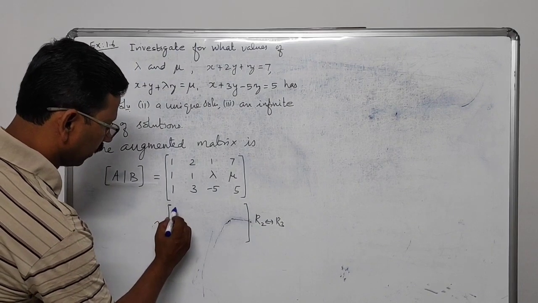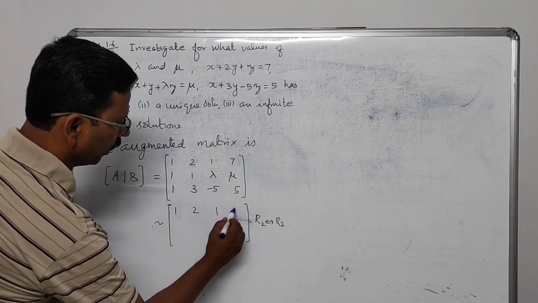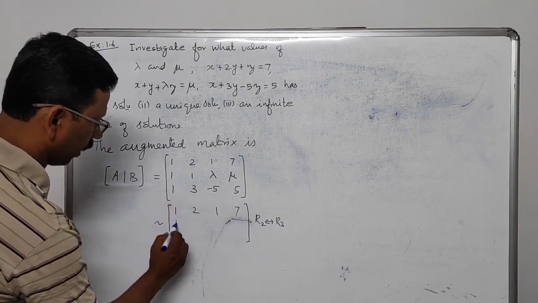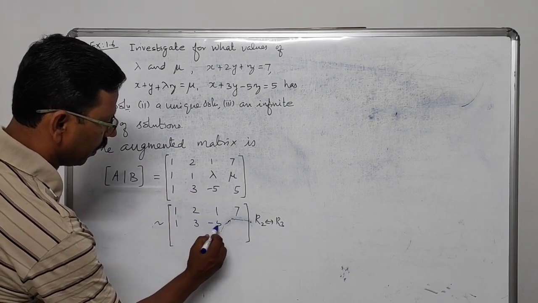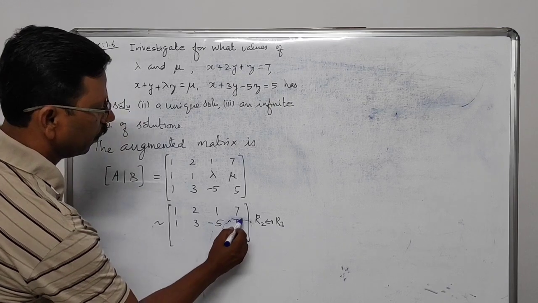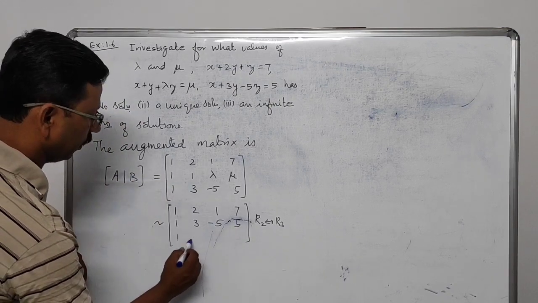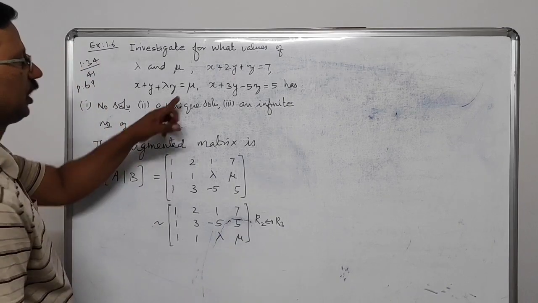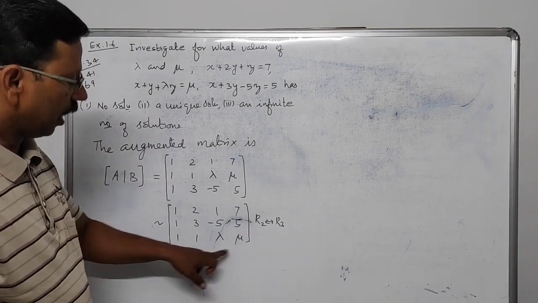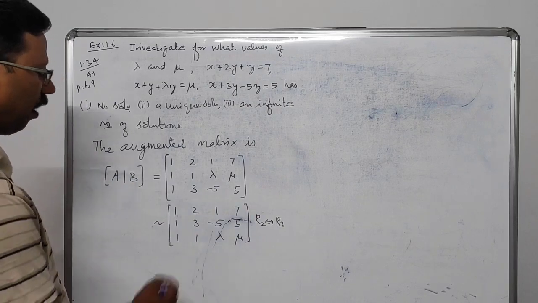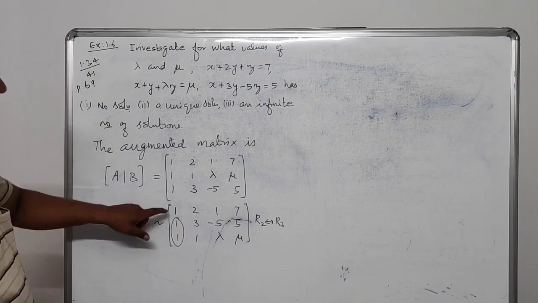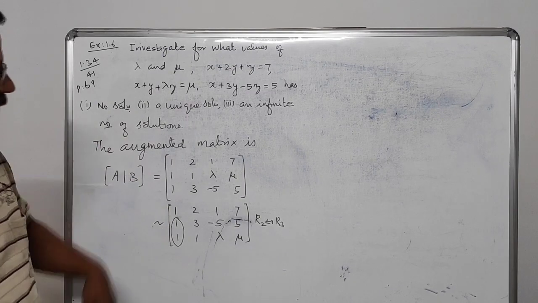Therefore, the first row is as it is: 1, 2, 1, 7. The second row, I write the third row, that is 1, 3, minus 5, 5. Then next one, 1, 1, lambda, mu. Always for this type of problems, try to keep the unknowns in the last row. Now after doing this, we have to make these entries 0. Everything is 1, therefore you can directly subtract.